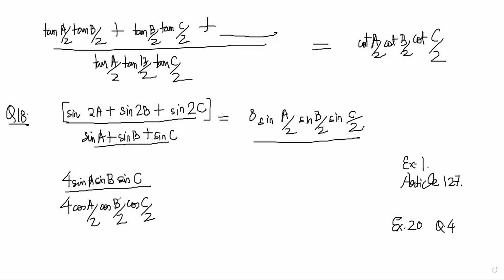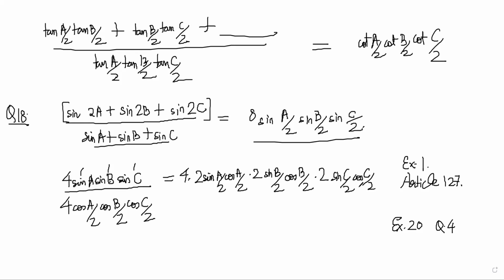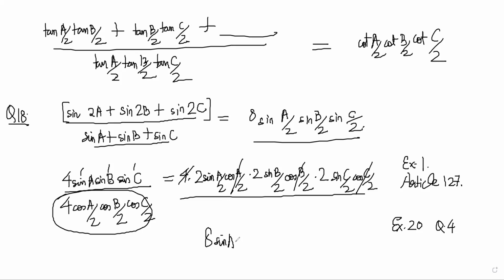So obviously now if I convert sin A and sin B and sin C to half angles, we'll get 4 into 2 sin A by 2 cos A by 2, 2 sin B by 2 cos B by 2, and 2 sin C by 2 cos C by 2, divided by this thing. So all the cos will cancel and 4 will anyway cancel. So you're being left with 8 sin A by 2 sin B by 2 sin C by 2.